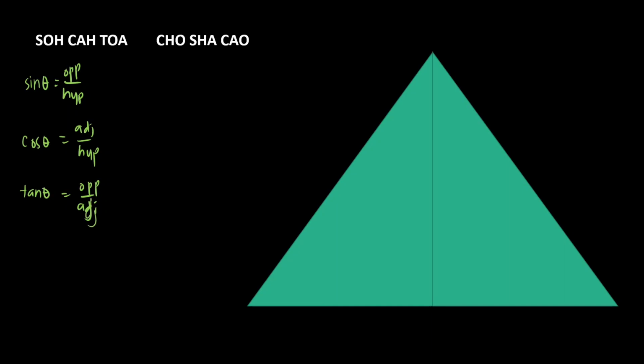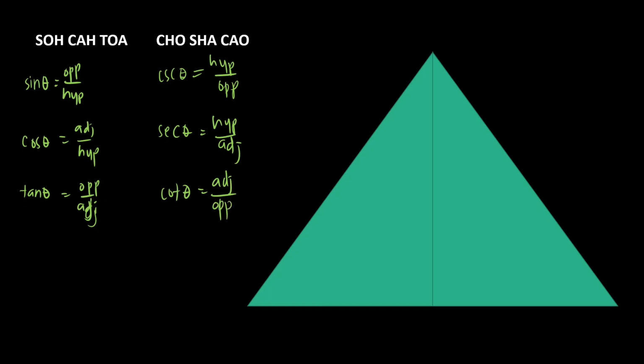For the CHO, that is the cosecant, equals hypotenuse over opposite. For the SHA, that is the secant, equals hypotenuse over adjacent. For the CAO, that is for the cotangent, adjacent over opposite.